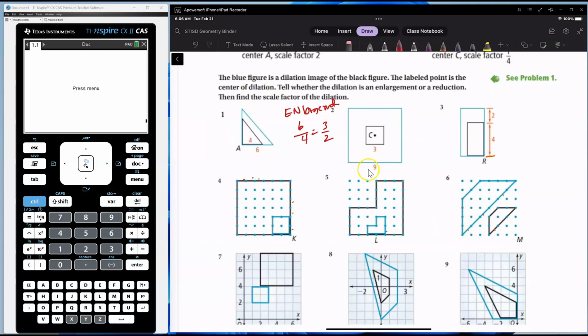In contrast, for example, number 4, our pre-image here is this larger square, and our image is the smaller square. We notice that we ended up with 2. So it's going to be the ratio of 2 to 1, 2, 3, 4, 5, 6, 2 to 6. So in this case, it's a reduction. So this one's an enlargement, and this one is a reduction.